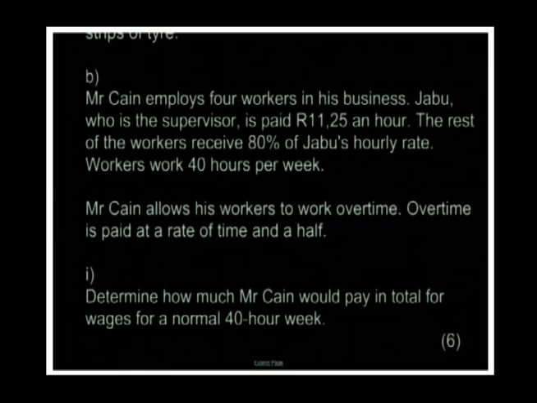Mr. Kane employs 4 workers in his business. Jabu, who's the supervisor, is paid 11 Rand 25 an hour. The rest of the workers receive 80% of Jabu's hourly rate. Workers work 40 hours per week. Mr. Kane allows his workers to work overtime. Overtime is paid at a rate of time and a half. Determine how much Mr. Kane would pay in total for wages for a normal 40-hour week.